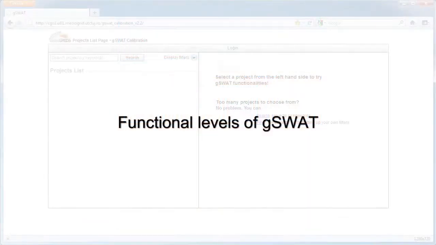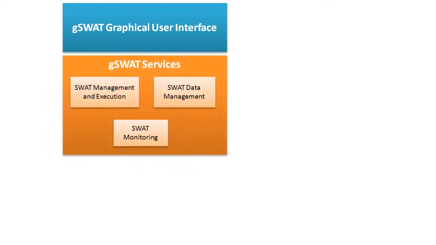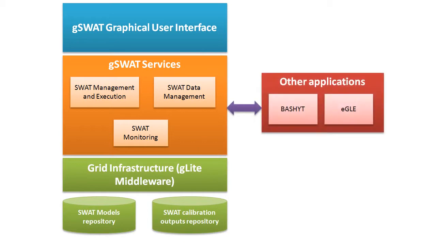This section describes the functional levels of gSWAT. The graphical user interface of gSWAT is built in Adobe Flex. The services layer exposes the functionality as web services. The computational and storage resources are provided by the grid infrastructure. The services can be used by other external applications, such as bSHIT or Eagle.